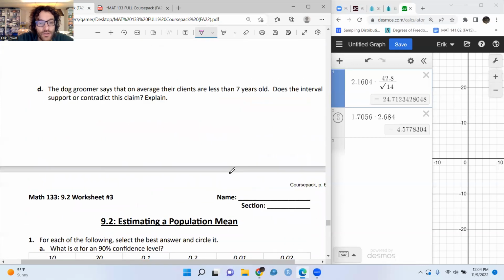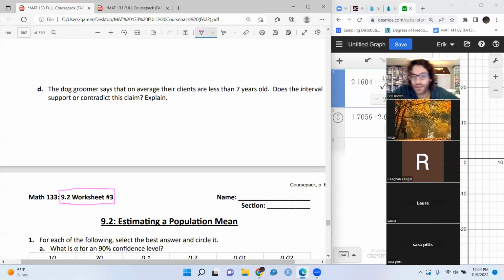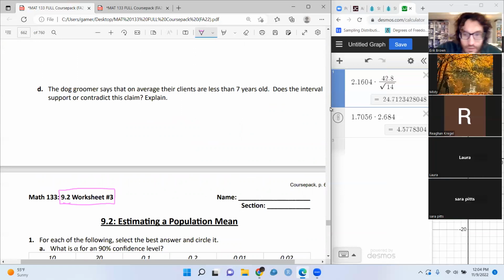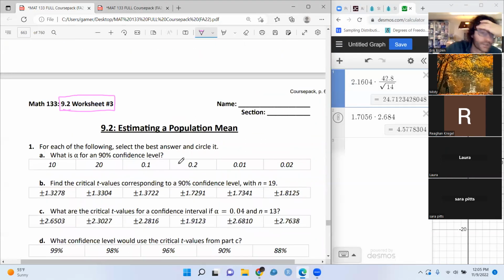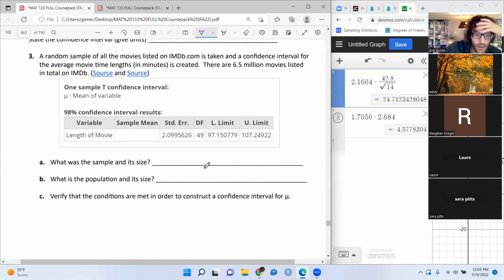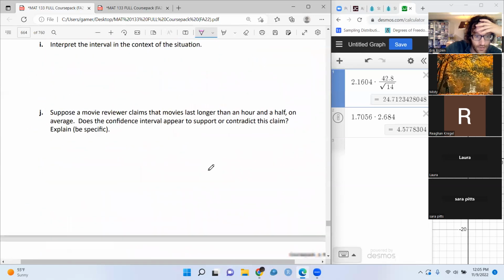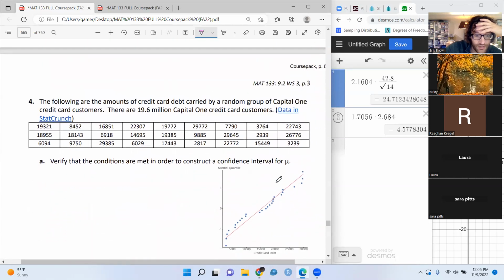So I'm going to skip to the worksheet number 3. We currently have worksheet number 2 as an option to turn in for 133, and we'll see kind of where we land today if we want to continue to do that. Maybe we'll make that decision on Monday, if we feel like we need a bunch more practice on this.